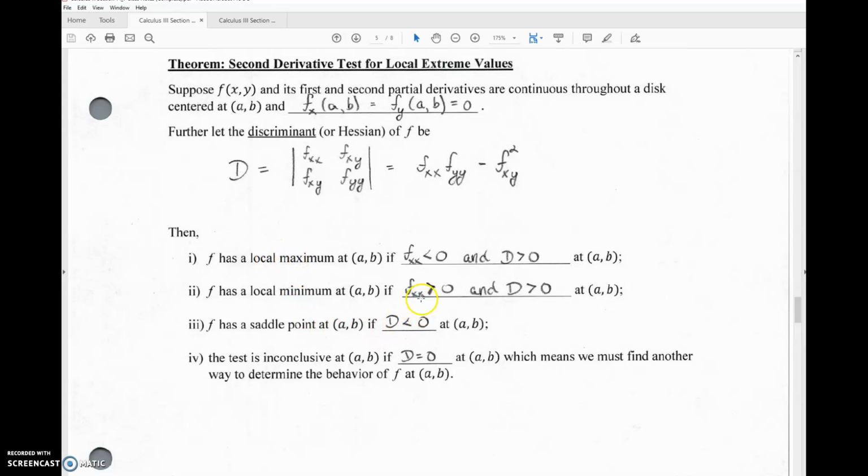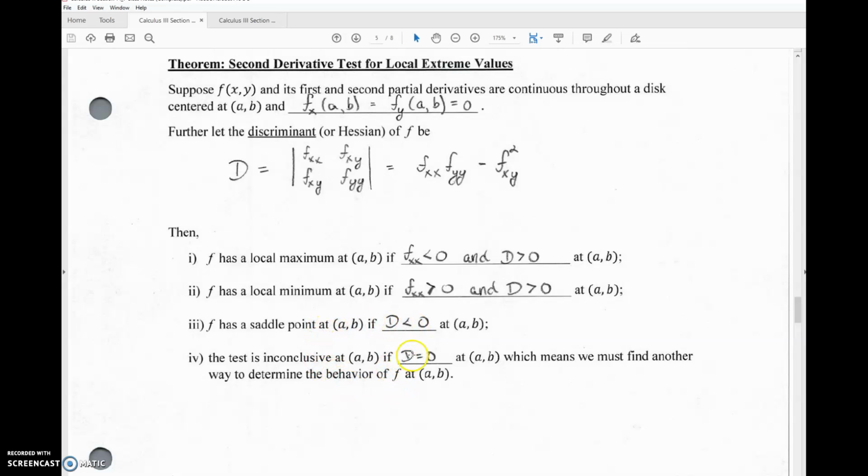If the second partial of f with respect to x is greater than 0, you can think of that as sort of being a concave up area. That would mean we're going to have a local minimum. And as long as that discriminant is greater than 0, that verifies that we do have a local minimum. If you ever work out the discriminant and you get it to be negative, that tells you that you have a saddle point at (a, b) where the first partials are equal to 0. It doesn't matter what the second partial with respect to x is. If that discriminant is less than 0, you have a saddle point there.